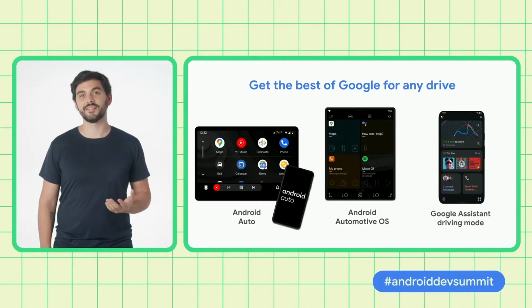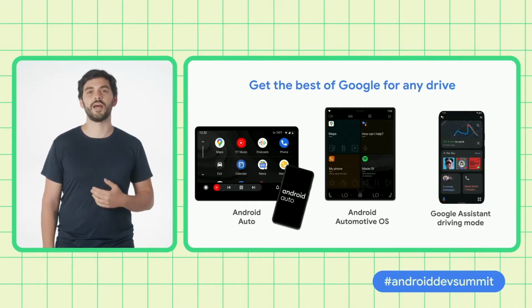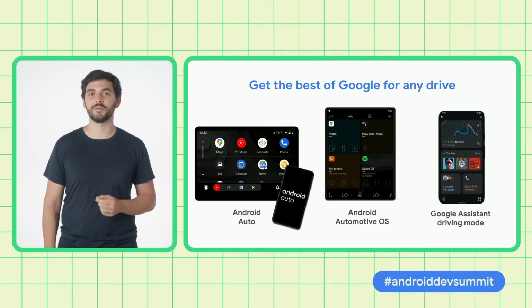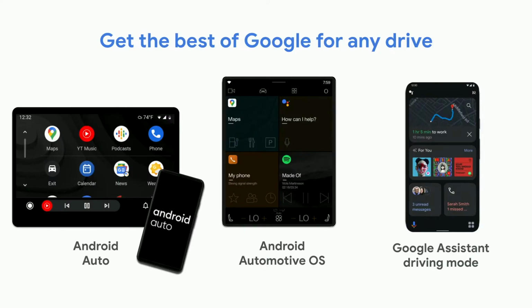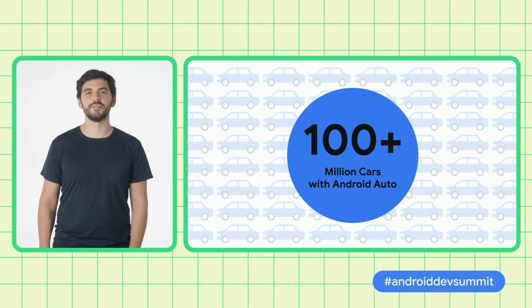The second is Android Automotive OS, where Android runs directly on the car, powering the in-car infotainment system, as well as giving drivers access to their favorite apps without a connected device. And lastly, for Android users without a compatible car, we offer Google Assistant driving mode, but we won't be focusing on that today. Android Auto continues to see strong momentum.